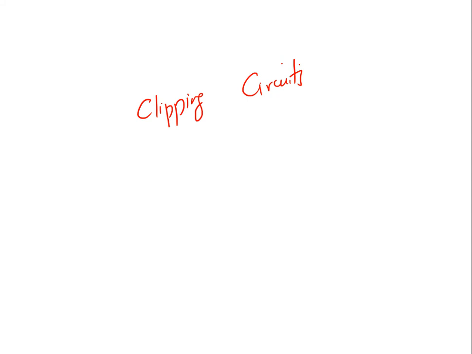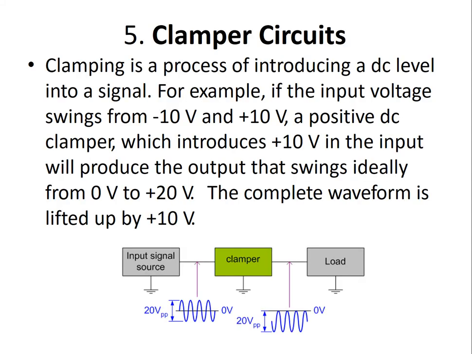So the second topic of this chapter is the clamping circuit, or clamper circuit. A clamper circuit is basically a process of introducing a DC level into a signal. So we are introducing a DC level into a signal.